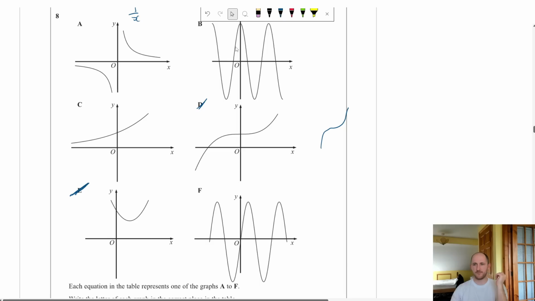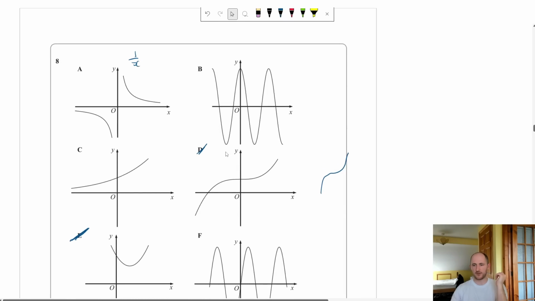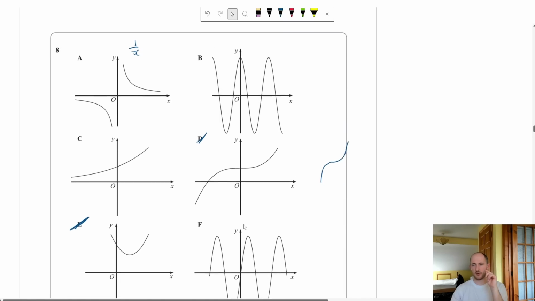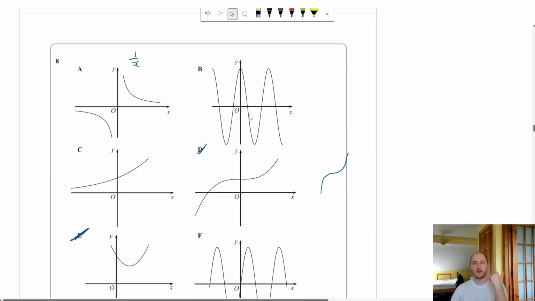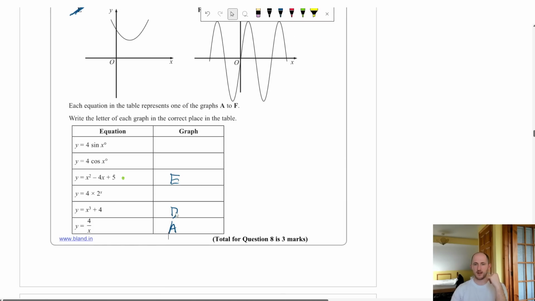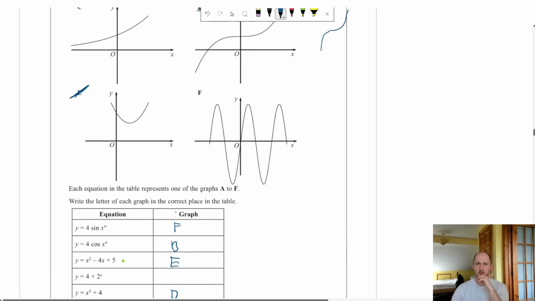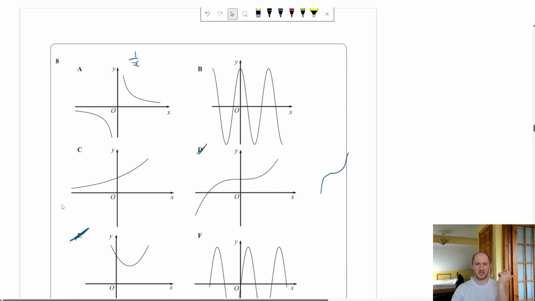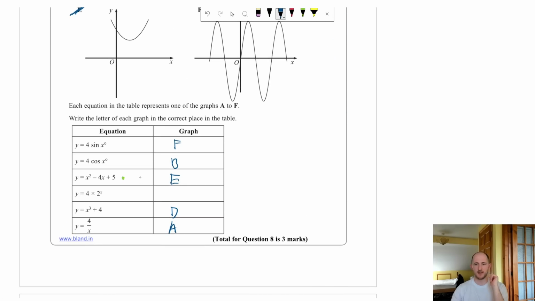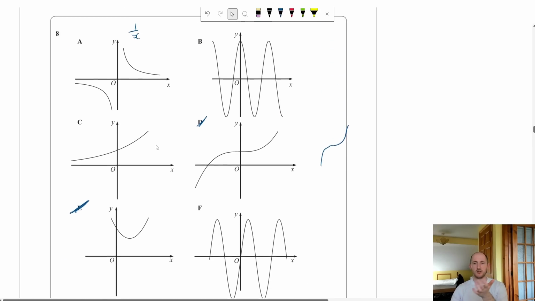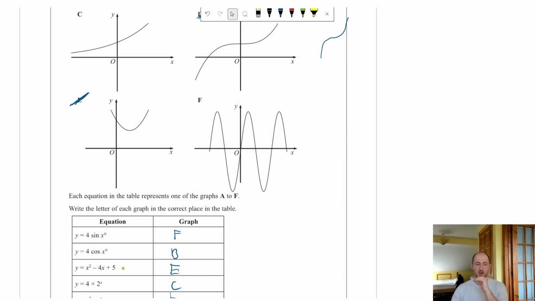Now, these two, B and F, look very similar, but remember what I said. The sine graph starts at 0, the cos graph starts at 1, but other than that, they're practically the same graph. So B is cos and F is sine, which means the last one left, this weird looking one, is just C. So again, save the ones that you are stuck on for last.